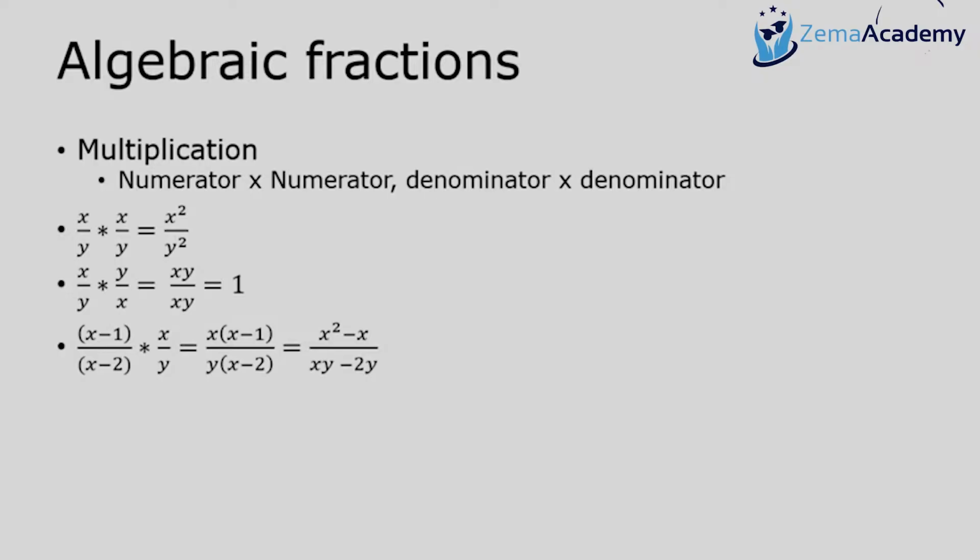A slightly more complicated one now. x minus 1 over x minus 2 multiplied by x over y. I multiply the numerators together. I put x on the outside of that bracket. So I've got x, open bracket, x minus 1, close bracket, all over y on the outside of the brackets, x minus 2 on the inside.